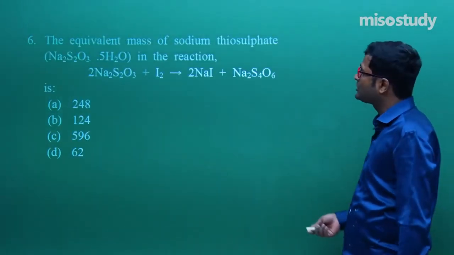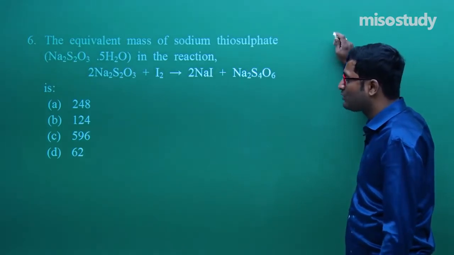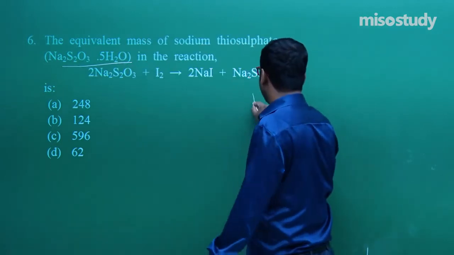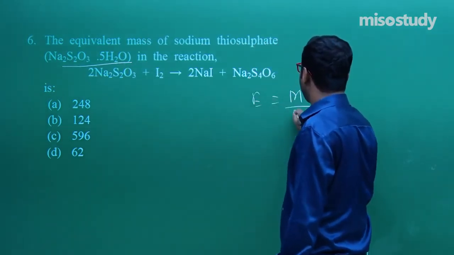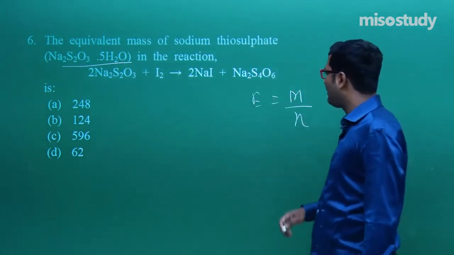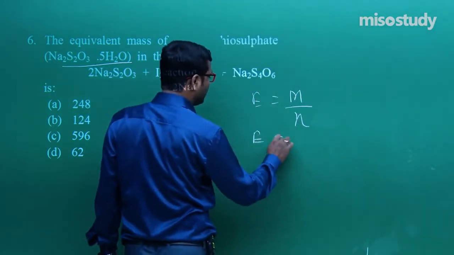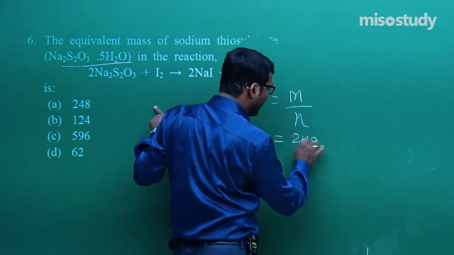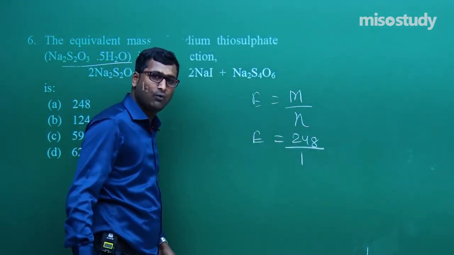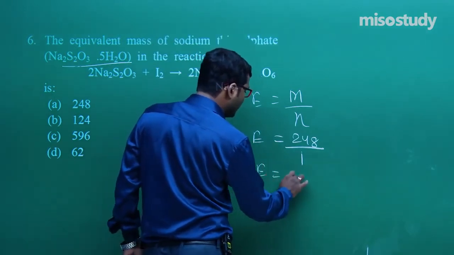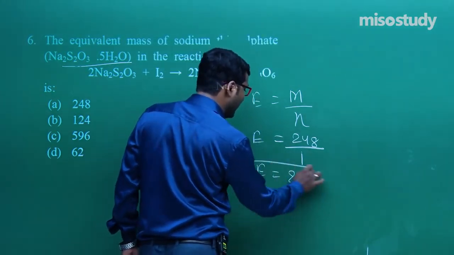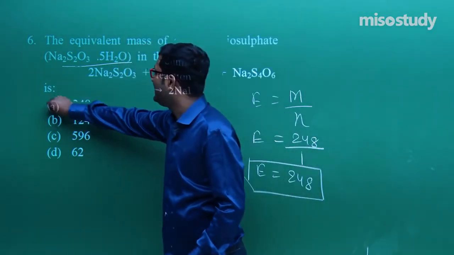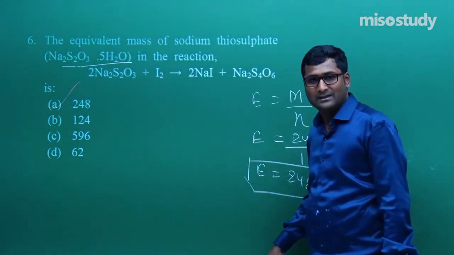This is again a simple question. The equivalent mass of sodium thiosulfate, Na2S2O3. As we know, equivalent mass is equal to molar mass upon N. During my lecture, I have also discussed this thing. So equivalent mass is equal to molar mass. Molar mass of Na2S2O3 is 248 and N is equal to 1 here. So equivalent mass is equal to 248. So for this question, it's very simple. 248 is the answer. Clear?